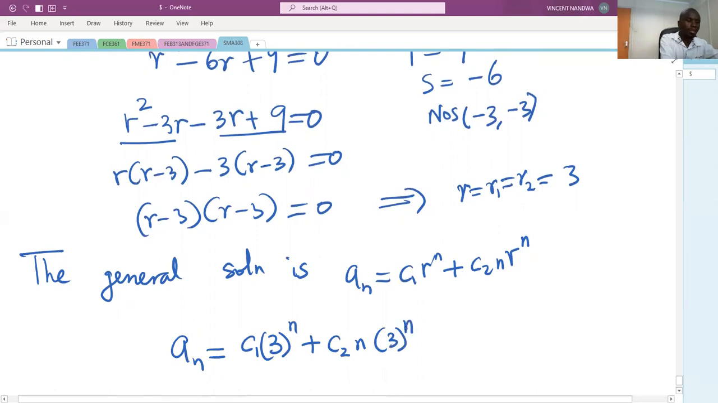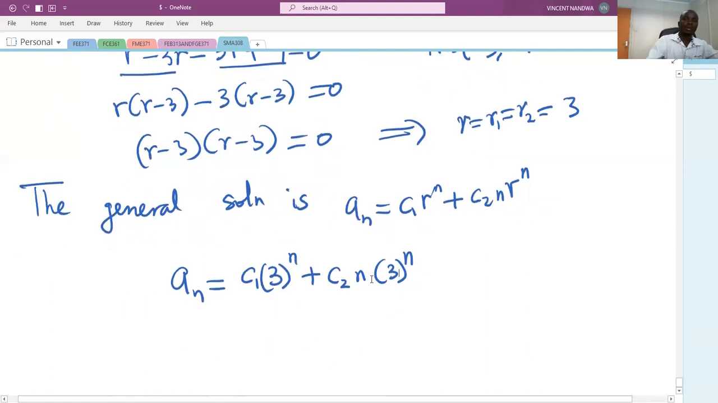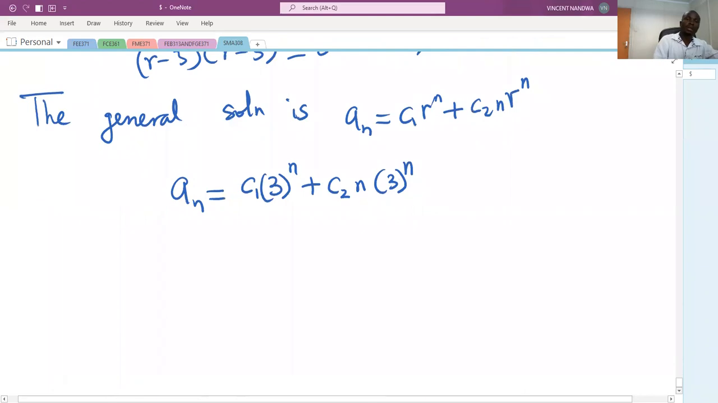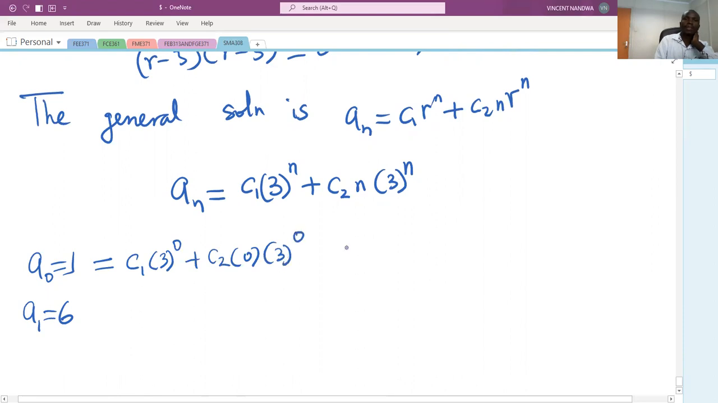But in the same problem, we are given the initial conditions that a0 is 1, a1 is 6. So a0 is 1 and a1 is 6. So this means that where there's n in this general solution, we put 0. So we have c1 3 raised to power 0 plus c2 times 0 times 3 power 0. This will be c1 because 0 times every term here will be 0. So which implies that c1 will be 1.